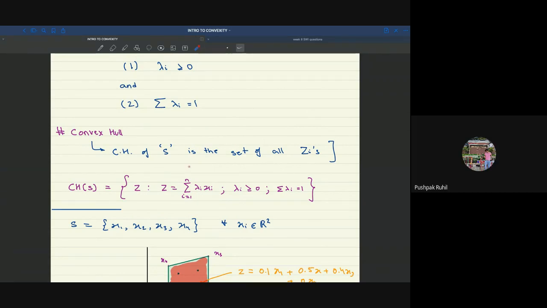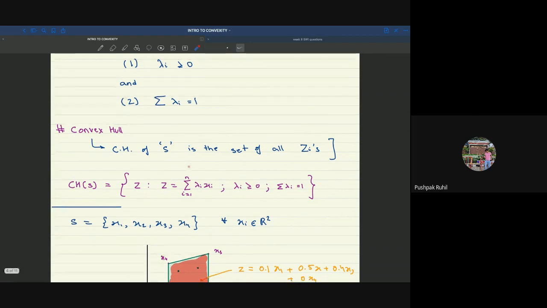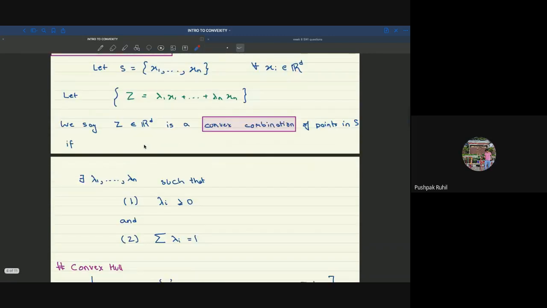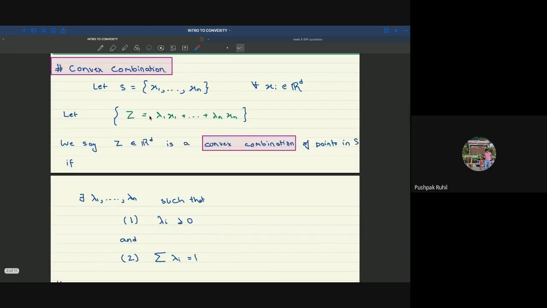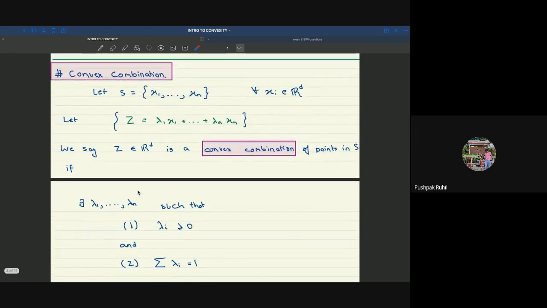Are you referring to convex set? I don't understand your question clearly. I am saying the two definitions which you have explained right now. Okay, so one is convex combination, and okay, I'll explain it again. Let's say you have a set X of some n points. You have x1, x2, x3 up to xn.